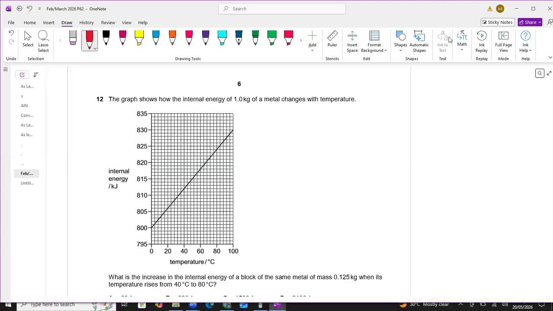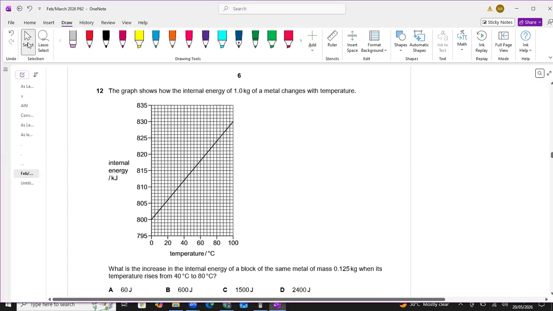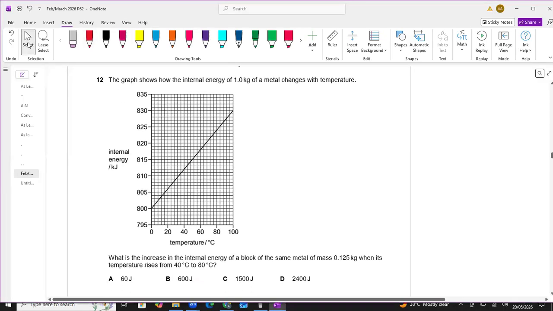In this question, they are saying the graph shows the internal energy of 1 kg of a metal change with temperature. So first of all, let me tell you that they have given us the internal energy in kilojoule on y-axis and temperature in Celsius on x-axis, for a 1 kg object. Now they are asking what is the increase in the internal energy of a block of the same metal of mass 0.125 kg when its temperature rises from 40 degrees Celsius to 80 degrees Celsius. So basically they are talking about the change in temperature, and mass is given.